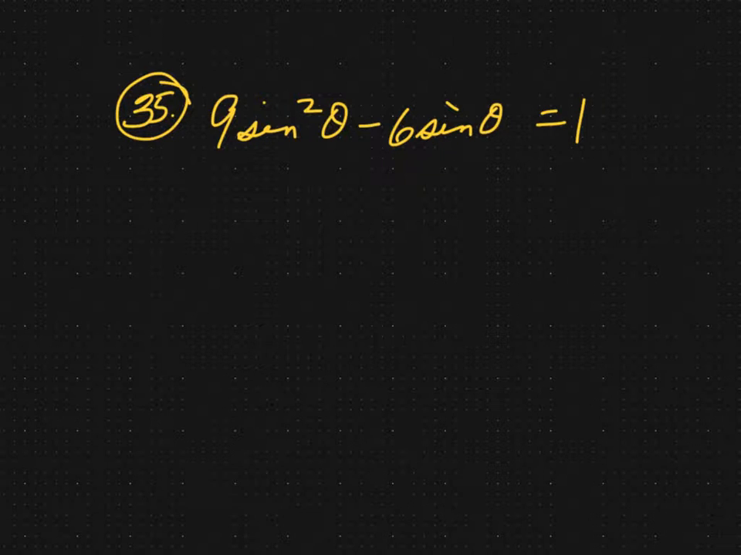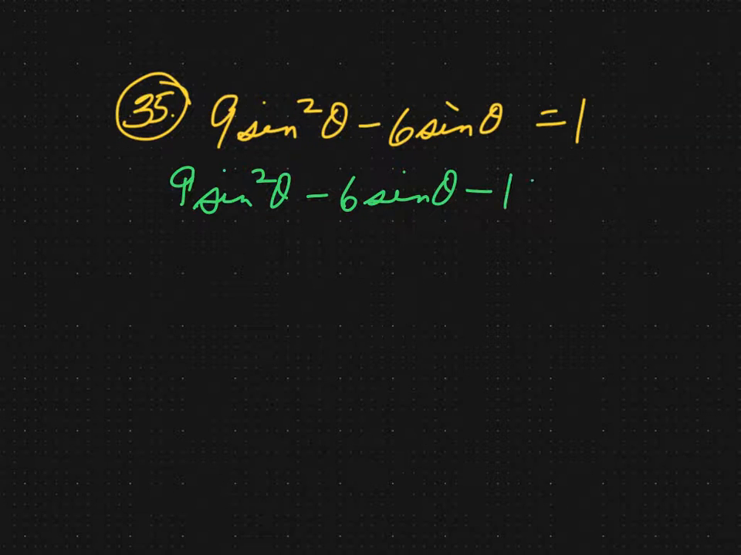Number 35 has only one trig function. It's quadratic in form, so we want to set it equal to 0. So I'll have 9 sine squared theta minus 6 sine theta minus 1 equal to 0. And that doesn't look like it's going to factor to me. So we're going to have to use the quadratic formula.